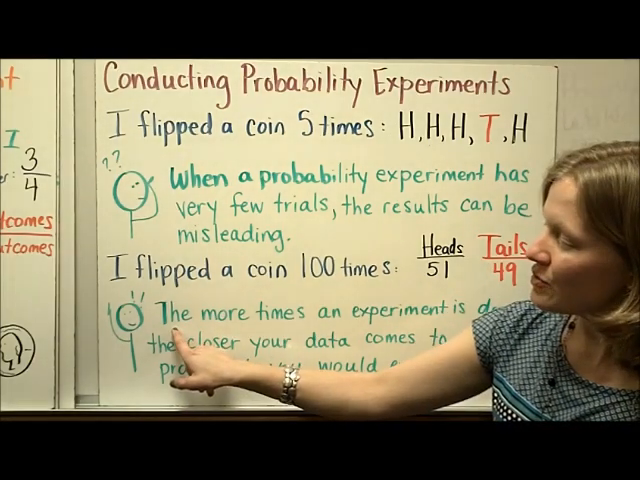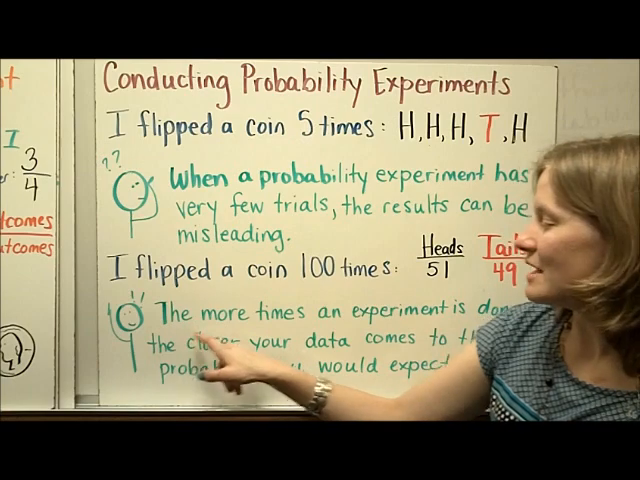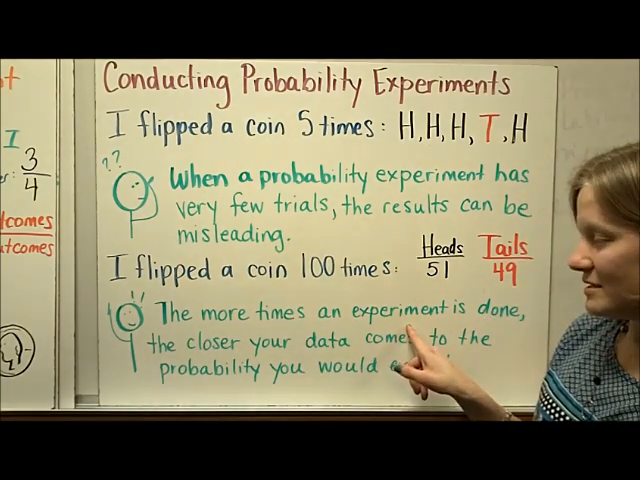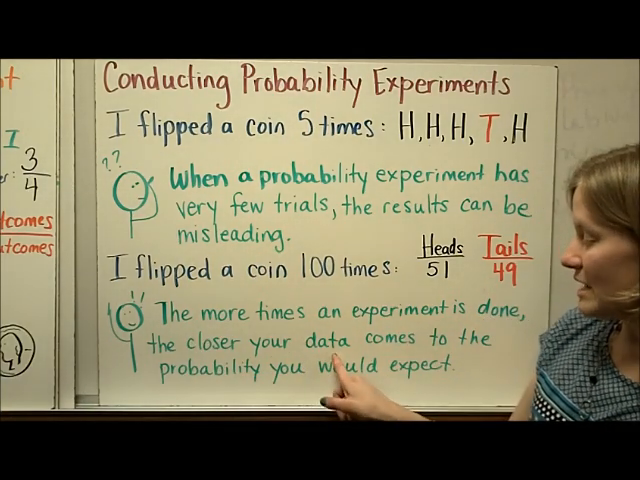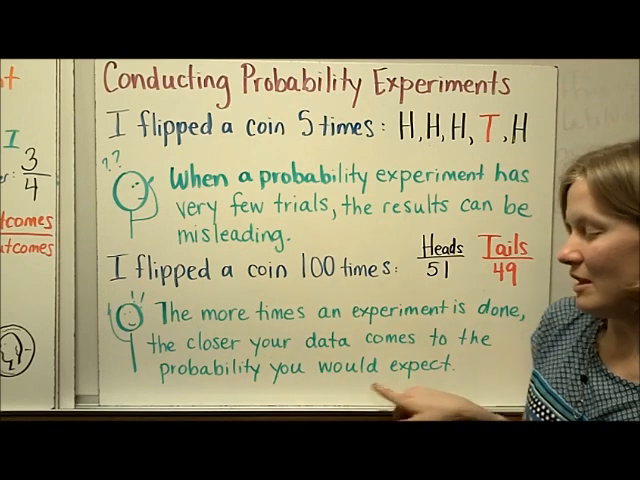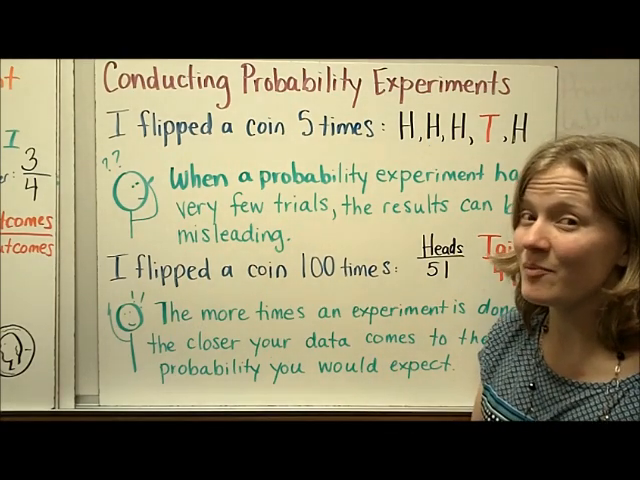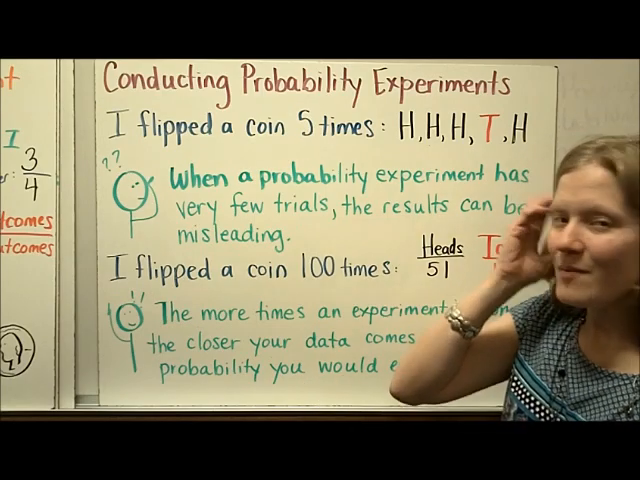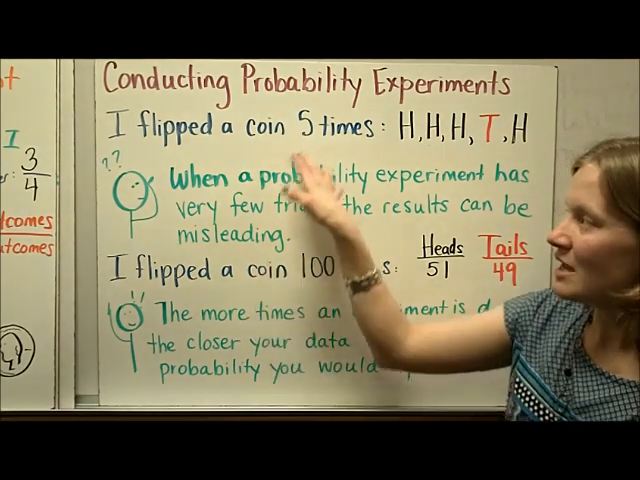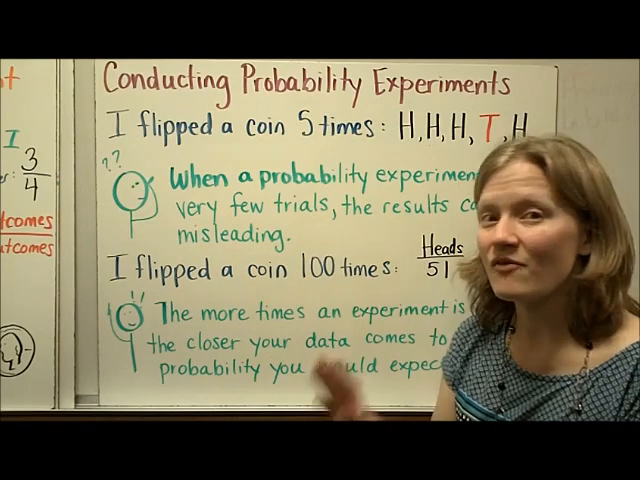So in summary, we can say that the more times an experiment is done, the closer your data comes to the probability that you would expect. So if you're trying to find out the probability of something happening by conducting an experiment, make sure that you do lots of trials and don't just rely on the data from very few trials.